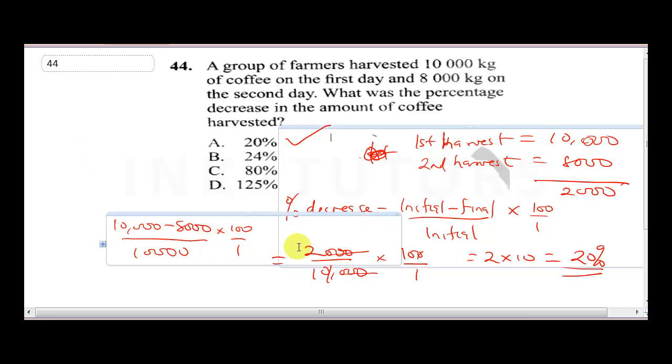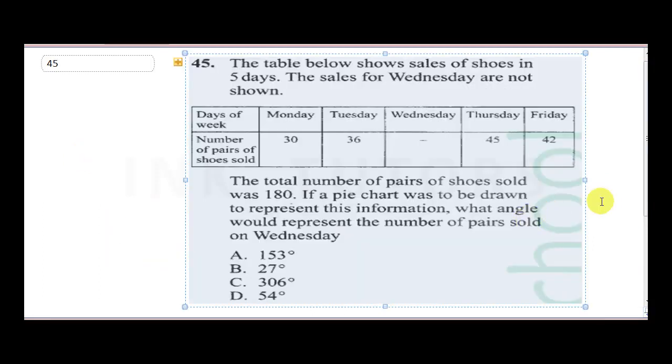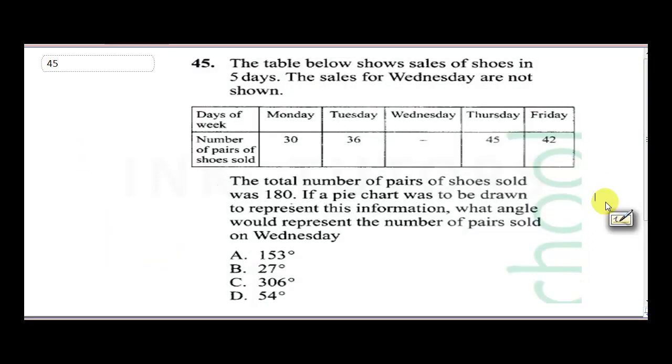So the next question is question 45, which says, the table below shows the sales of shoes in 5 days. The sales for Wednesday are not given. So Monday 30, Tuesday 36. Okay, you've seen our table. It says the total number of pairs of shoes sold was 180. If a pie chart was to be drawn to represent this information, what angle would represent the number of pairs sold on Wednesday? Now, to get our Wednesday, all we need to do is sum the total.